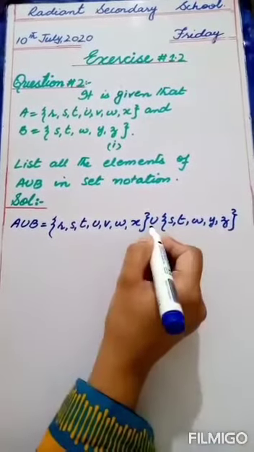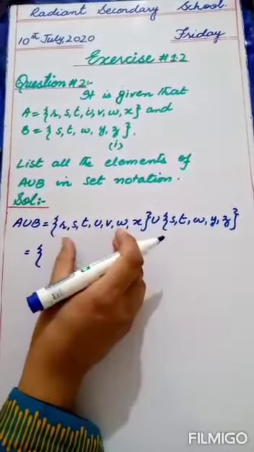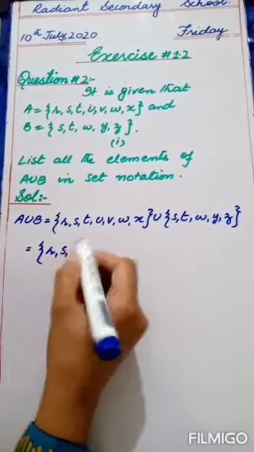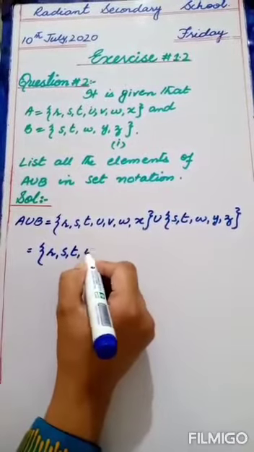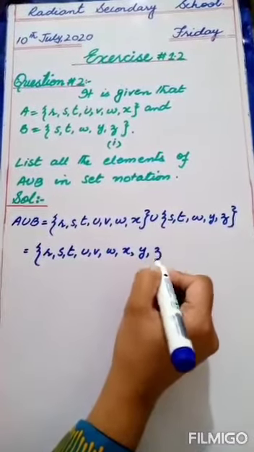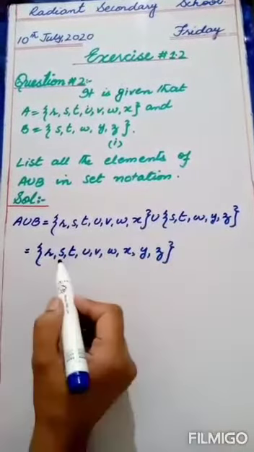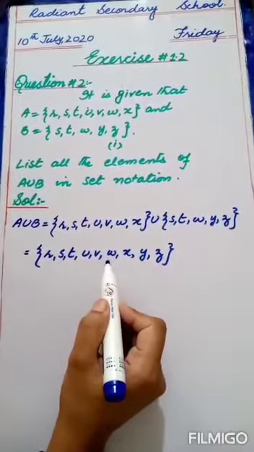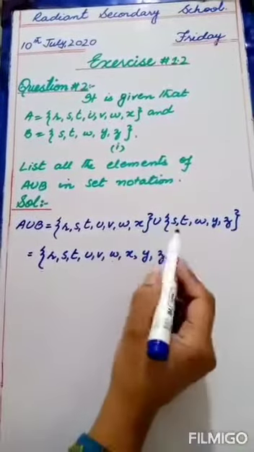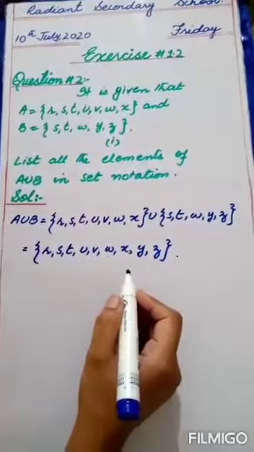Okay, now we have to take the union, so we will write all the elements of both the sets by not repeating the same elements. Number 1 R, then S, then T, then U, V, W, X, Y and Z. You can see that S, T and W are coming in both the sets, but I have written them just one time because it is the definition of a set that you cannot repeat the elements. So we will not write the elements again. Okay, this is your part number 1.